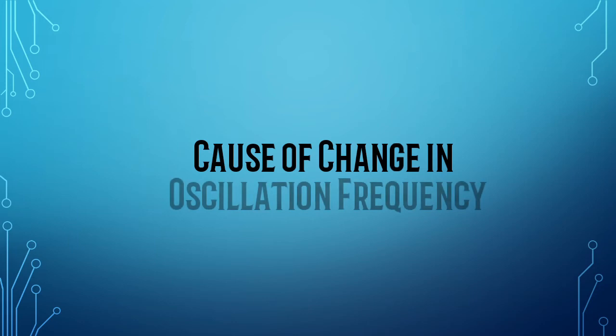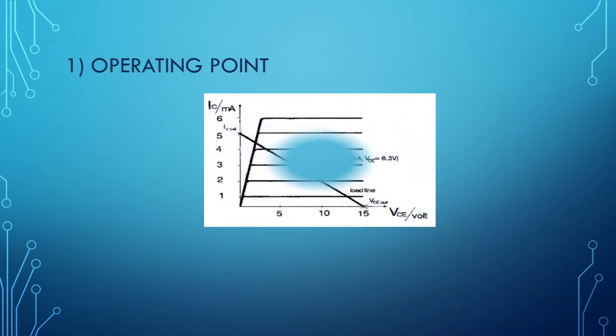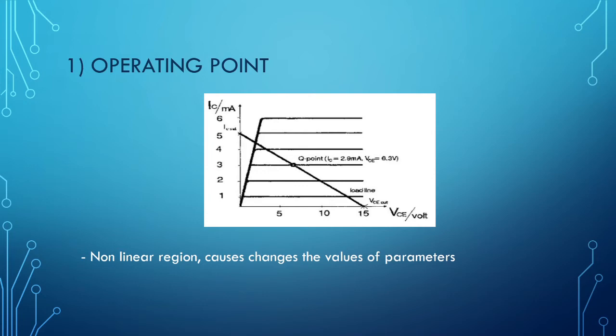The cause of change in oscillation frequency or the factor affecting the stability of oscillation is given as under. The first one is operating point. Here is an example of the graph of a transistor. The Q point is shown as the operating point. The operating point of the active device, such as a bipolar transistor, is selected in such a way that its operation is in the non-linear region. The change in value of device parameter in turn affects the frequency stability of the oscillator.